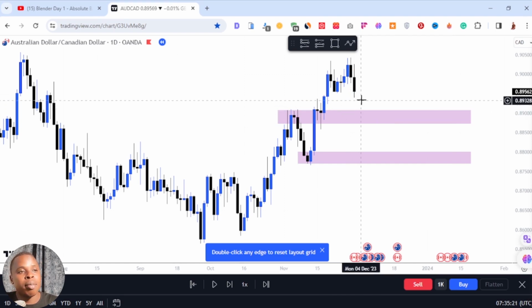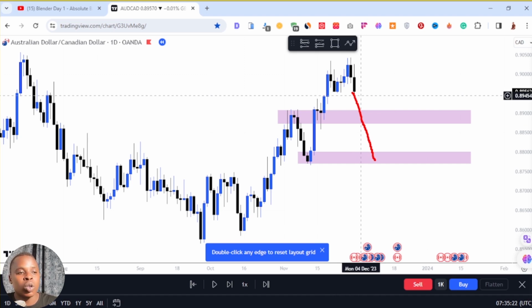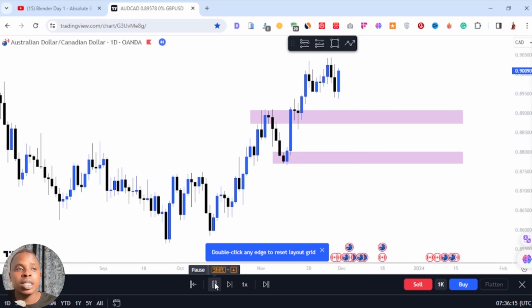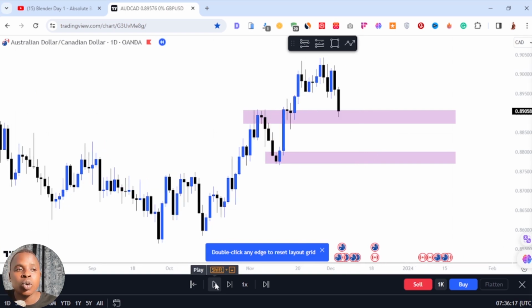Or else, if the market breaks this zone, we want to wait until the market goes to this zone. We are not going to place any trades right here. We either place the trades right here, or we wait until the market comes to this zone and then it bounces to the upside. Now in this case, we are going to wait and see if the market comes back into any of these zones. So right now you can see that the market has come back into this zone right here.